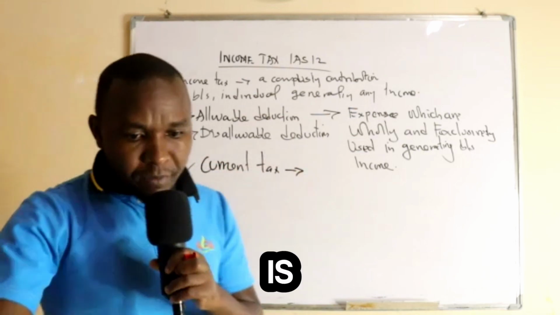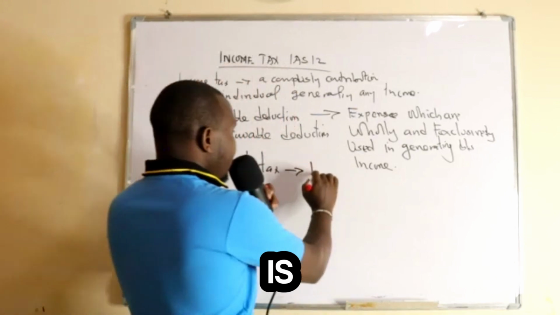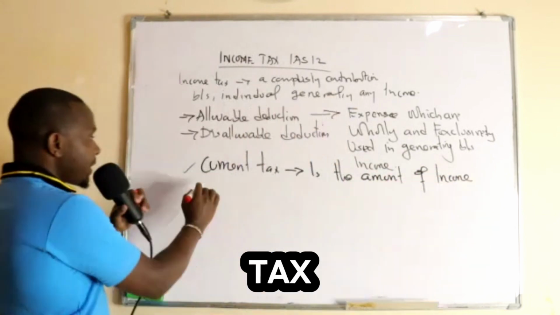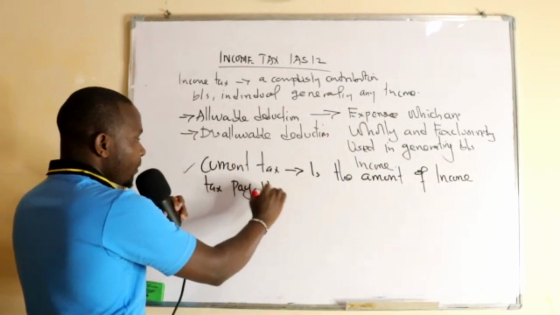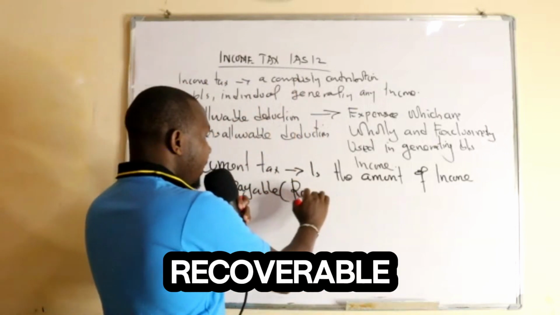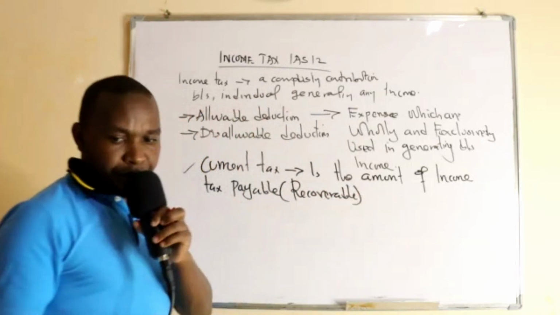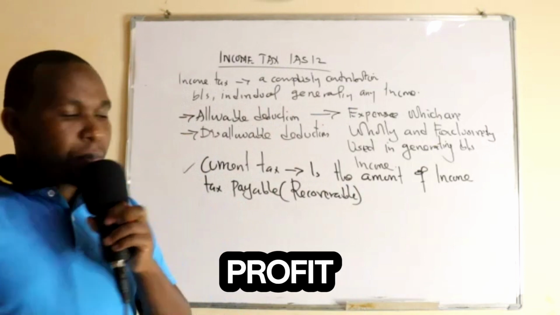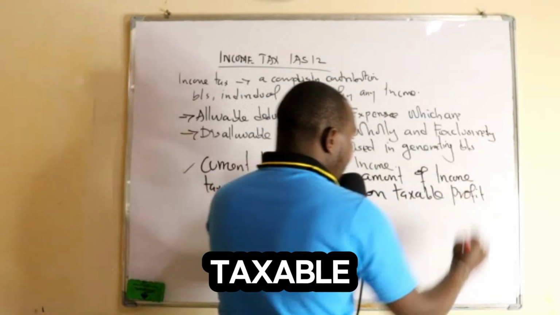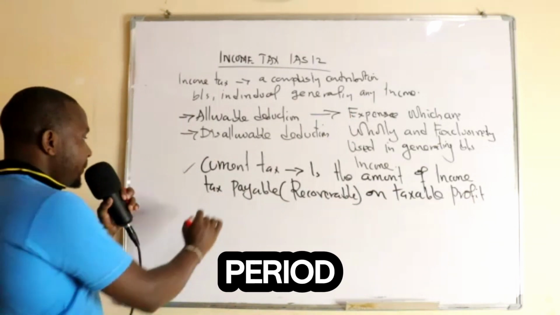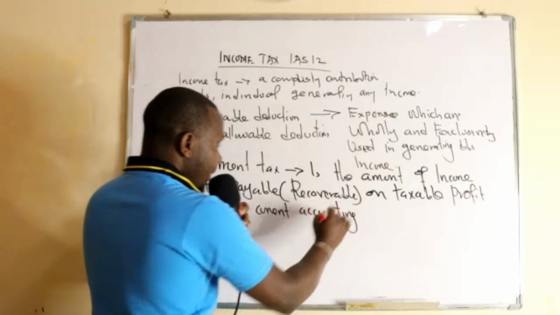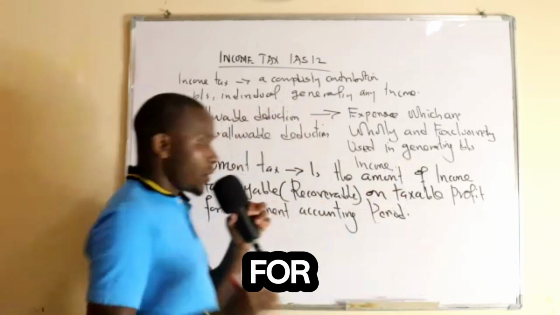So let's define: current tax is the amount of income tax payable or recoverable on taxable profit for the current accounting period.